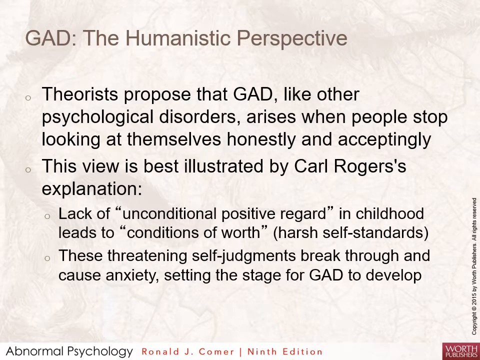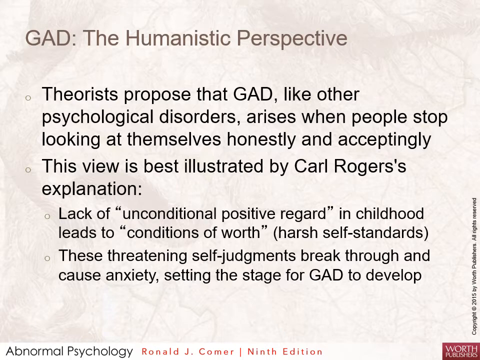From the humanistic perspective, the Rogerian, Carl Rogers approach, theorists propose that GAD arises when people stop accepting themselves for who they are. Rogers called this conditions of worth. I need to act and behave a certain way to get acceptance from my parents, and then later in life from my significant other. I need to pretend to be someone that I'm not. Because these important people in my life, like parents and later on romantic partners, are not providing unconditional positive regard.